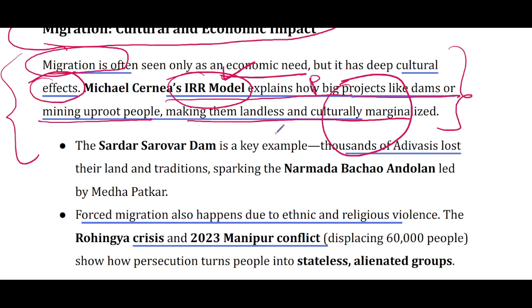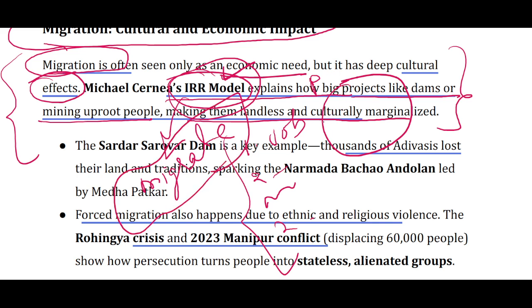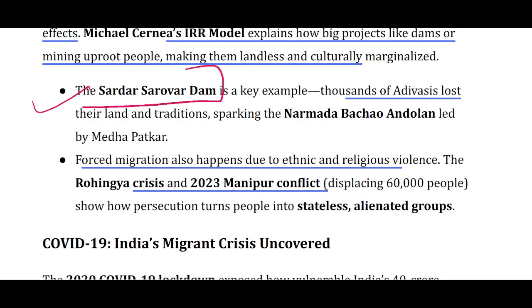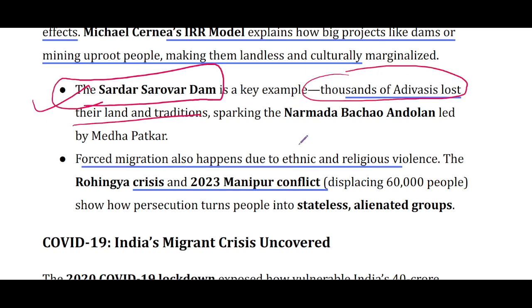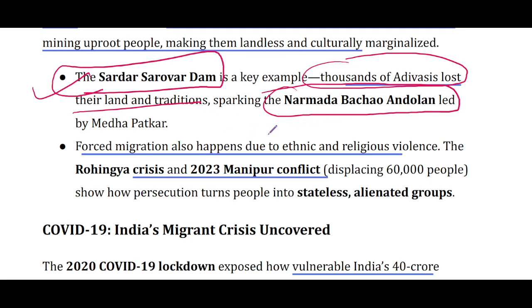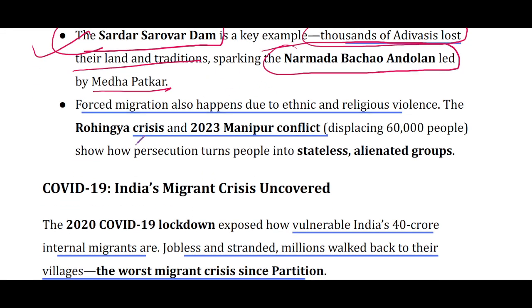Many parameters are there, like joblessness, homelessness, marginalization, cleansing, etc. So this model has a bearing on how many such progress projects make people migrate from one place to another. That is the issue of migration and displacement. One example is the Sardar Sarovar Dam, where thousands of Adivasis lost their land and tradition, and it sparked a new movement known as Narmada Bachao Andolan, led by Medha Patkar.